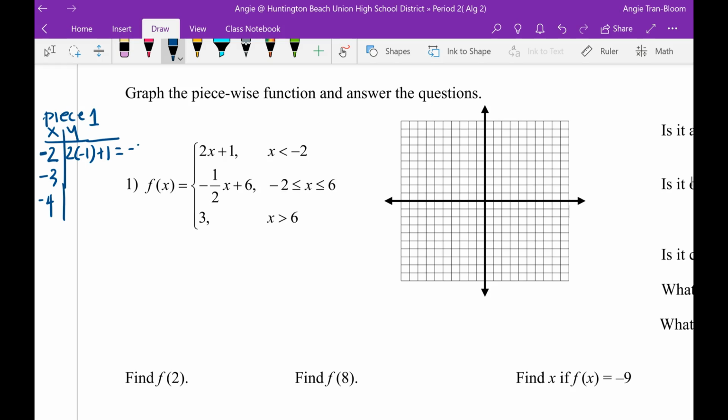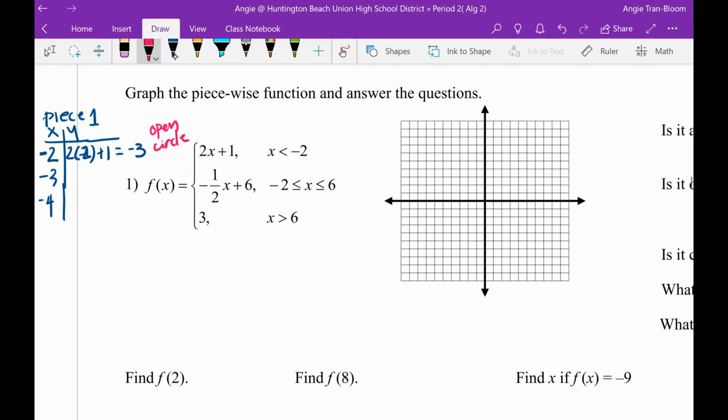Negative what? I'm sorry, I put in -1. There's -3. Thank you. -3. Now I'm going to also spell out this is going to be an open what? Open circle when I plot it. That's the only one that's going to be an open circle.